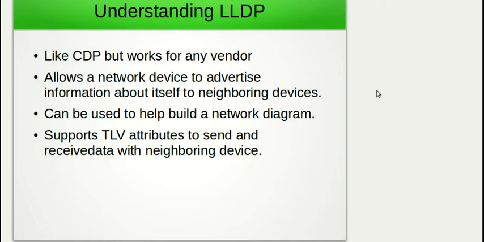Like CDP, LLDP allows a network device to advertise information about itself to other neighboring devices, and this can be used to help build a network diagram. So with LLDP, it allows for a mixed vendor environment. With CDP, CDP only works with Cisco devices, so in this case, all the devices in a network would have to be Cisco in order for CDP to work properly.